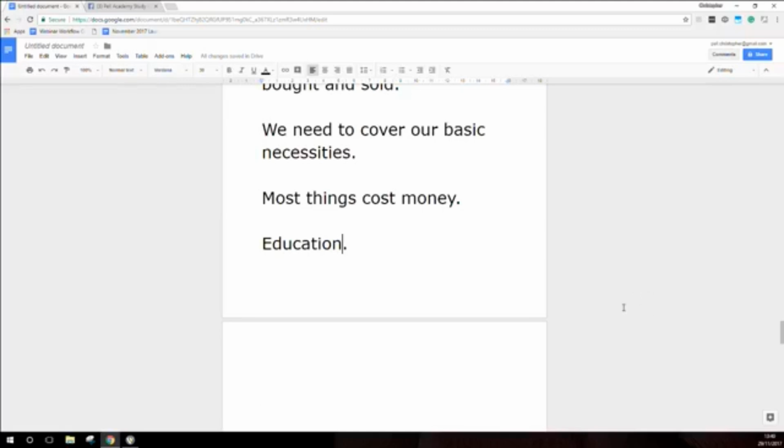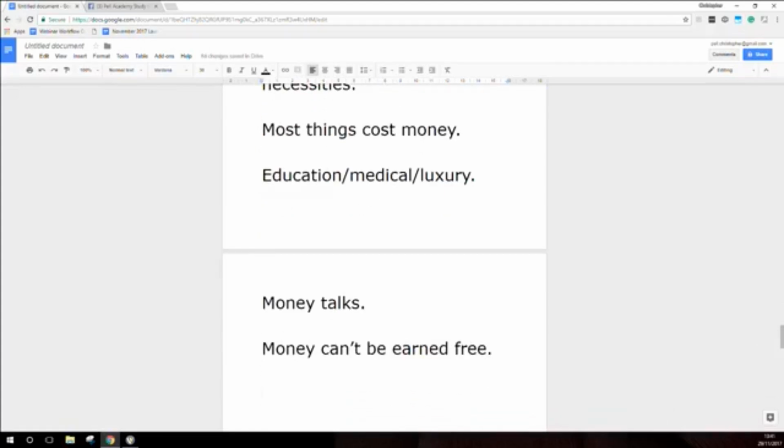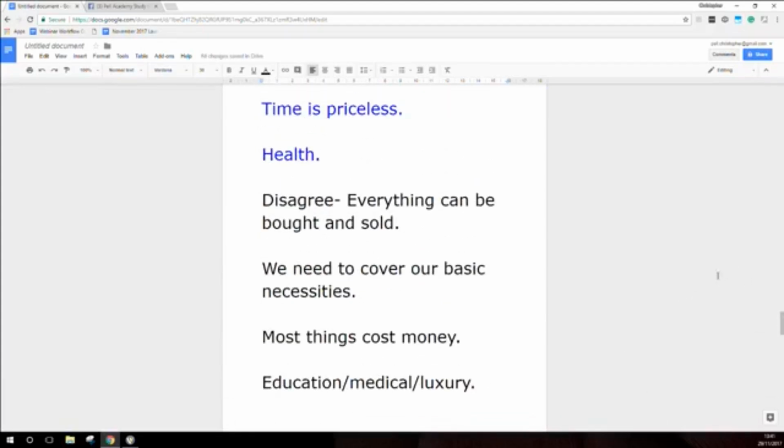Okay, so education, medical, luxuries, basically all the same premise. Money talks. Money cannot be earned free. Okay, so basically all the same thing. So let's look at this. Everything can be bought and sold. That would be pretty good, but you need to prove that. So you can't just say everything can be bought and sold. You would need to explain that properly. So that's fine to say that. That's pretty good. But you need to say, you can buy whatever it needs to be.